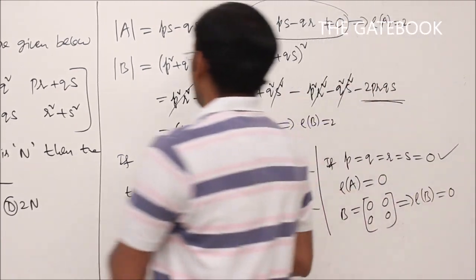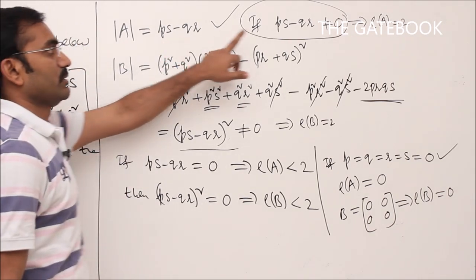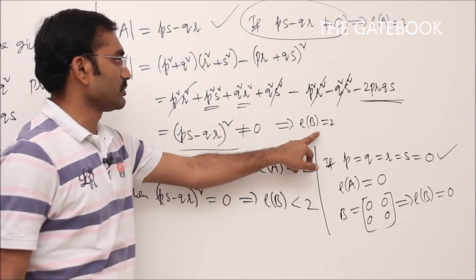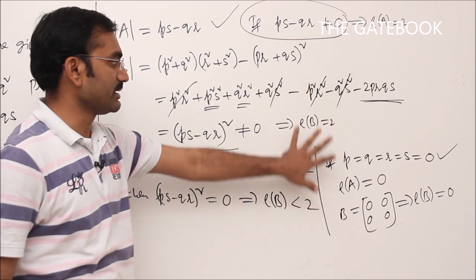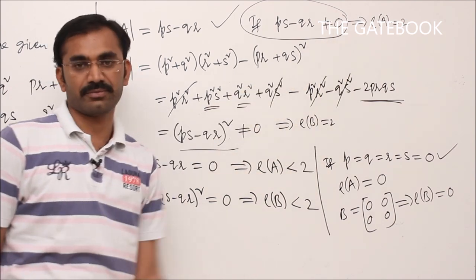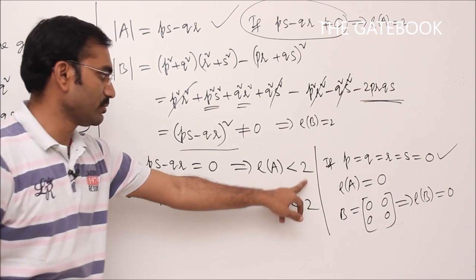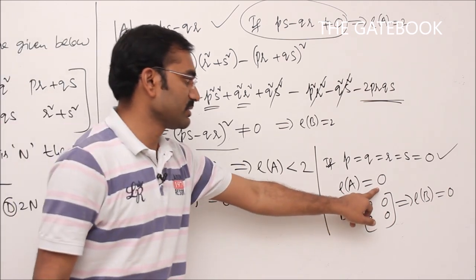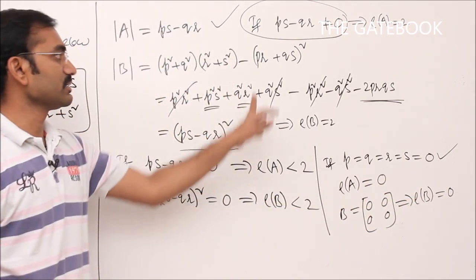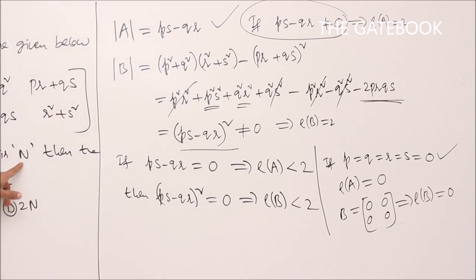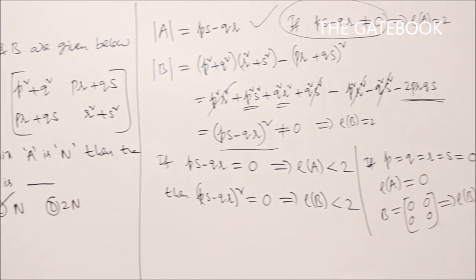See, in the first case PS minus QR is not equal to 0, rank of A is 2, (PS minus QR) whole square is also not equal to 0, rank of B is also 2. So finally I can say that rank of B is following rank of A. Here also rank of A is less than 2, rank of B is also less than 2. Rank of A is 0, rank of B is 0. So in every case rank of B is following rank of A. Therefore, given that rank of A is n, definitely rank of B is also n. So option C is correct.